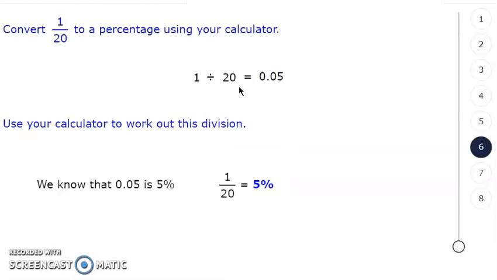Now your book has explained something more about it, so that also I am going to explain to you on the whiteboard. The book says 1 divided by 20 is this. You can find it on your calculator, and then we know that 0.05 is 5%. So how do we know that? Let us discuss. So come to the whiteboard.